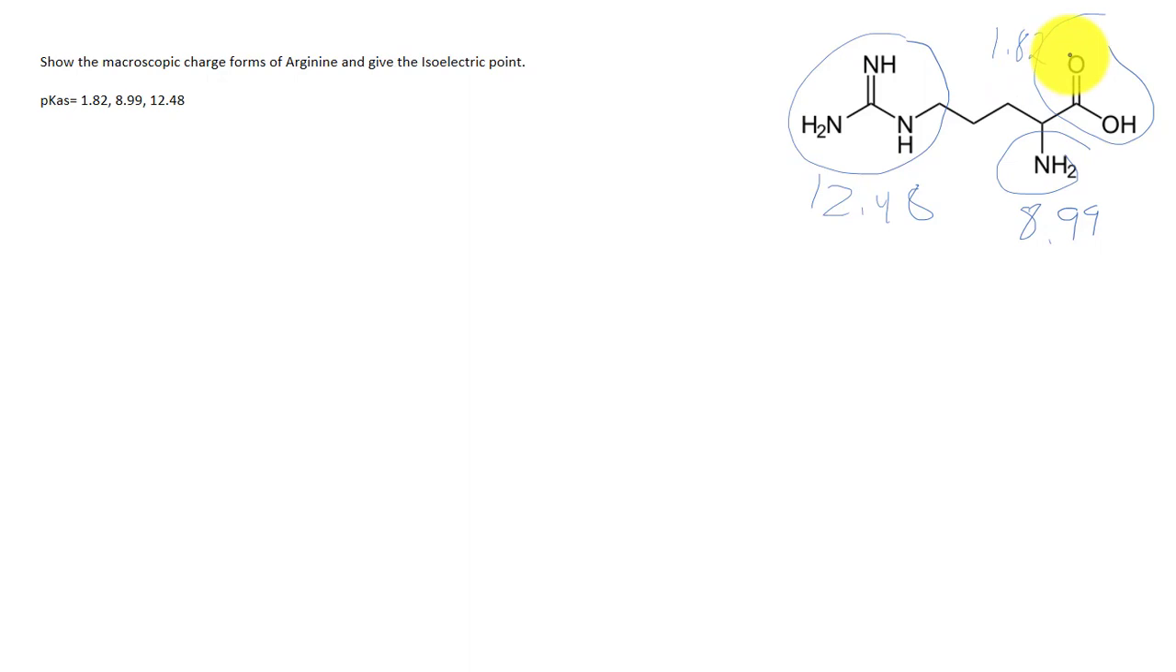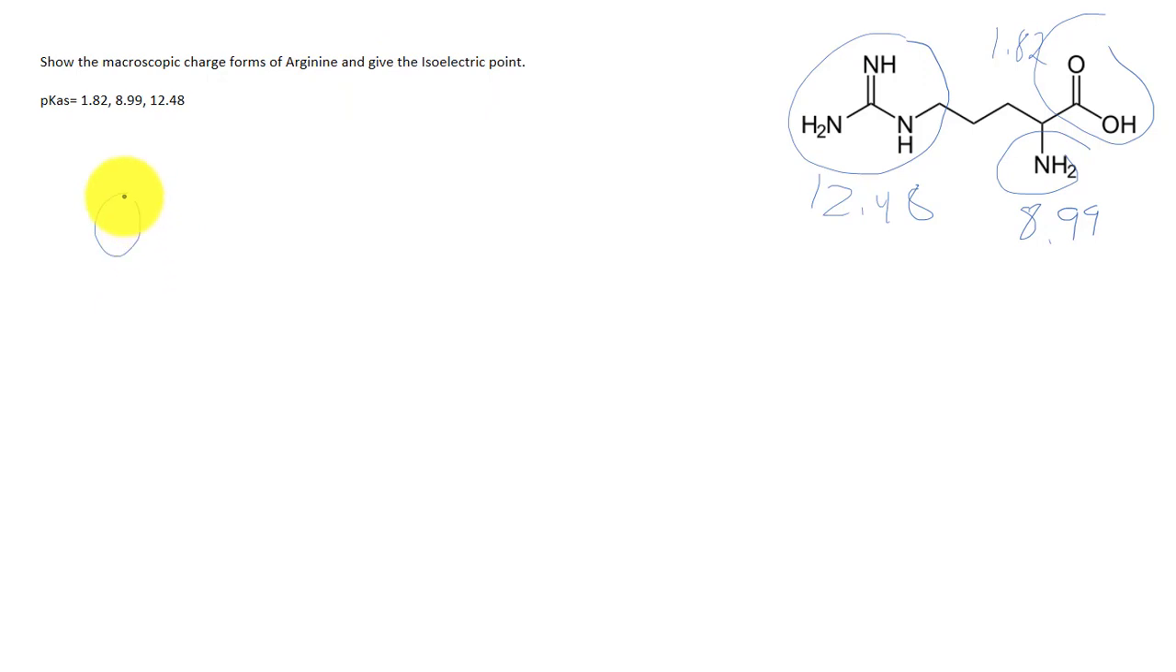All right, so a couple key things. We're going to show the macroscopic charge forms of arginine, and we're going to give the isoelectric point. Now recall that the isoelectric point is the pH at which we are most likely to find something with 0 net charge. It's not as easy as simply averaging all 3 pKa's. You need to figure out the ones that are on either side of the 0 charged form. So it's important that we draw the macroscopic charge forms correctly, and then use them to find our isoelectric point.